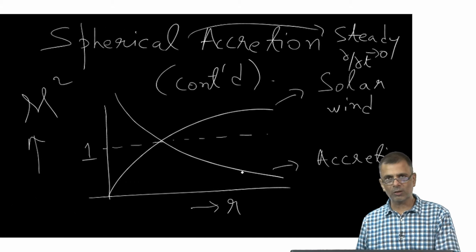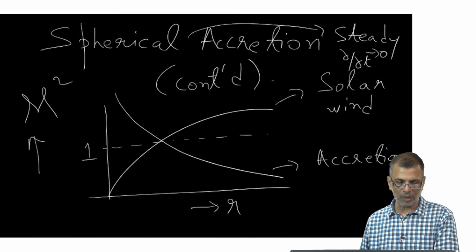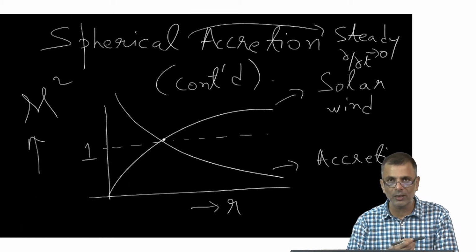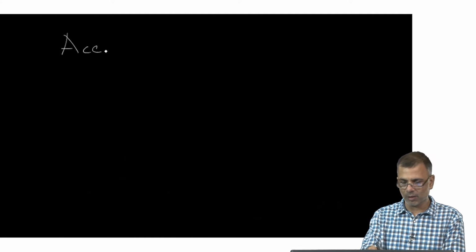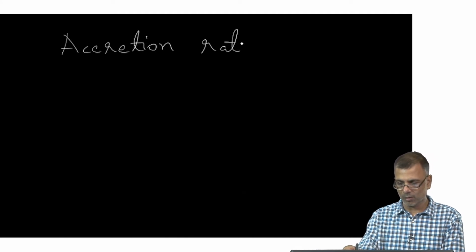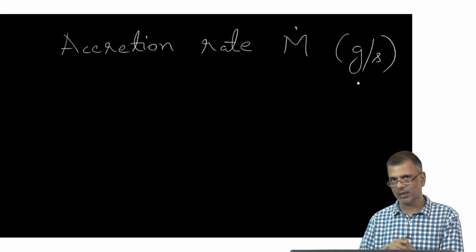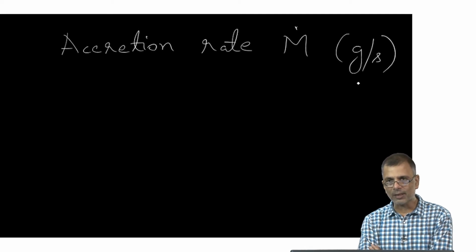So, we won't bother so much about going over the behavior of the slope at this point and what the sonic point means and everything, because we have already discussed these things. From what we discussed last time, you remember we were placing a lot of emphasis on the accretion rate, M dot, which is in units of grams per second, or solar masses per second. It's like grams per second essentially.